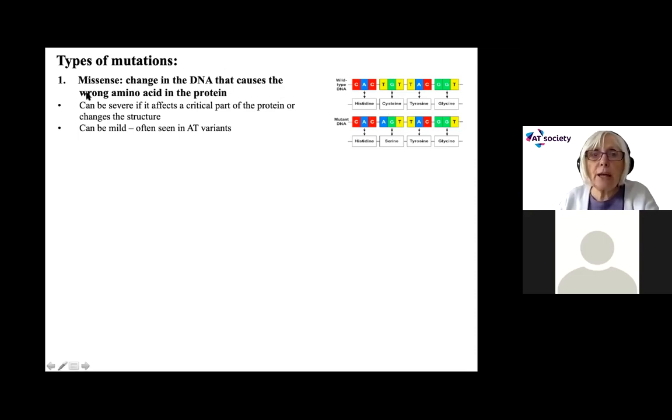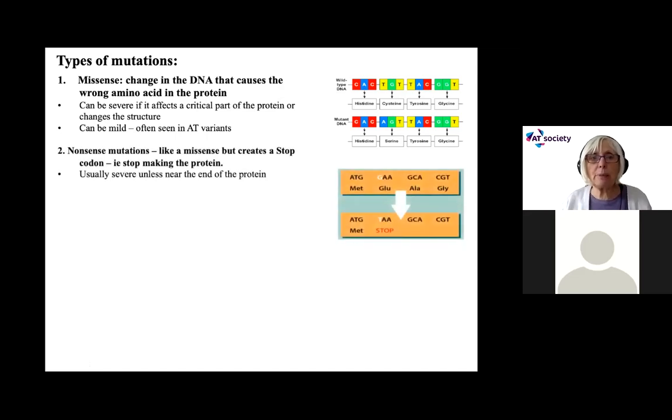In this fairly simple type of change, we just have the one building block change from a T to an A. And because, remember, I told you the code is read in groups of 3, that changes a building block in the protein from cysteine, in this case, to a serine. And it's that single little change in that building block in your protein that can make the protein fold completely differently. So that was a missense mutation.